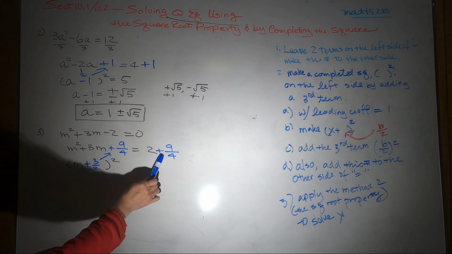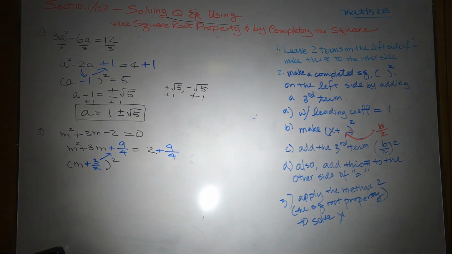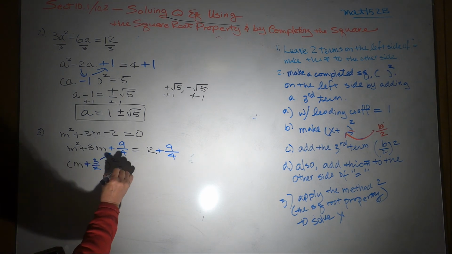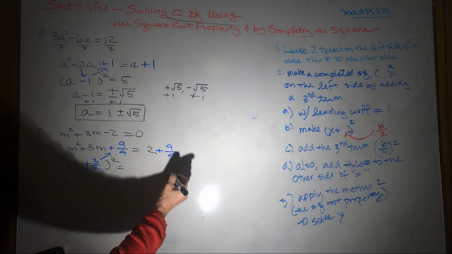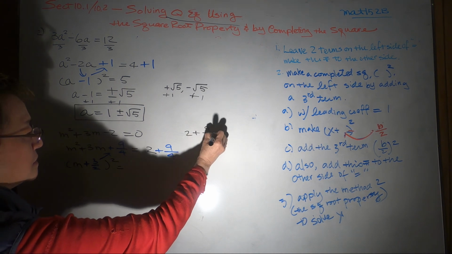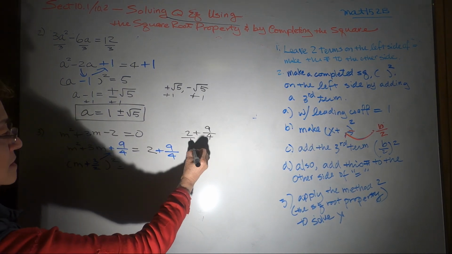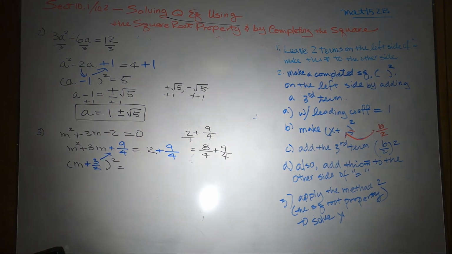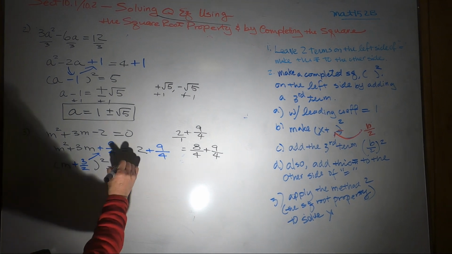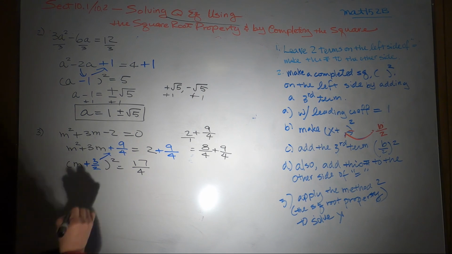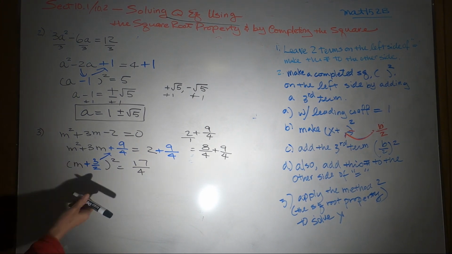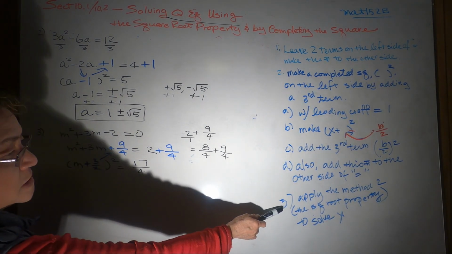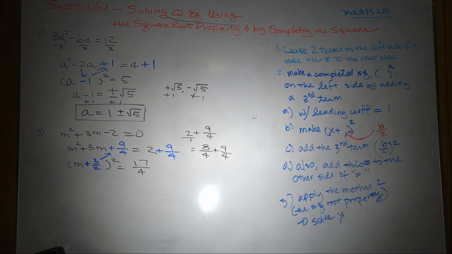Then you do one side, you do another side. You have to do it on both sides, right? Then 2 plus 9/4. How do you do your fractions? Put the 1 underneath, find the LCD, right? Is that right? That would be what? 17/4, right? Then you use what? Go back, use method 2, the square root property.